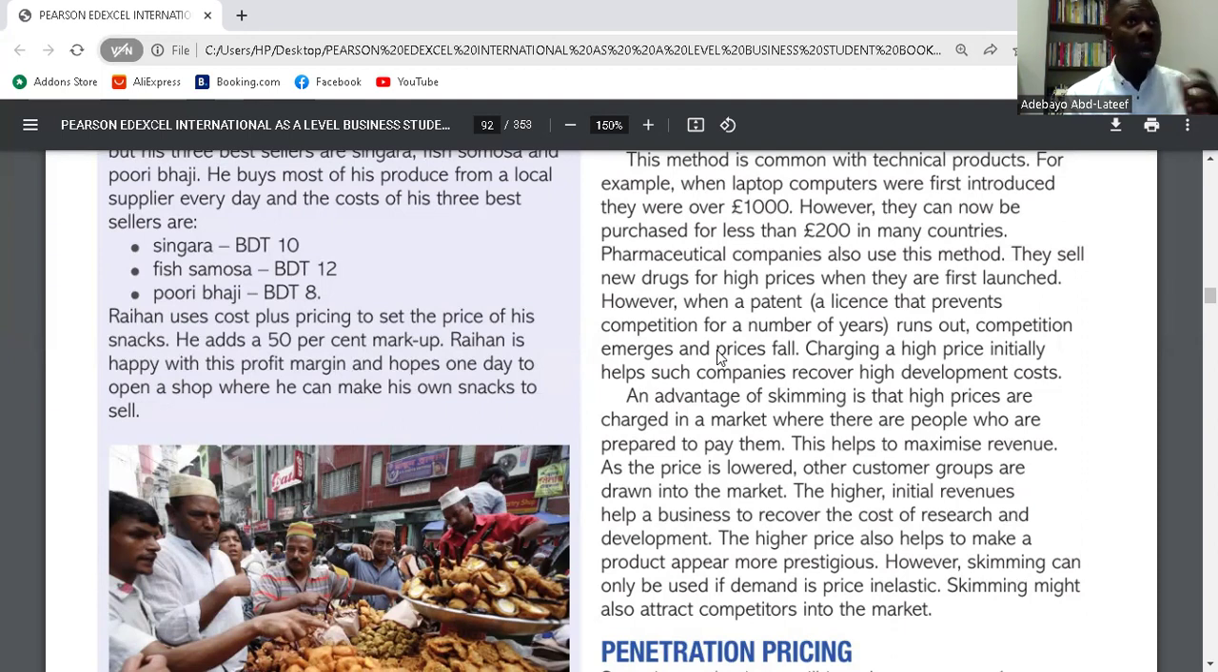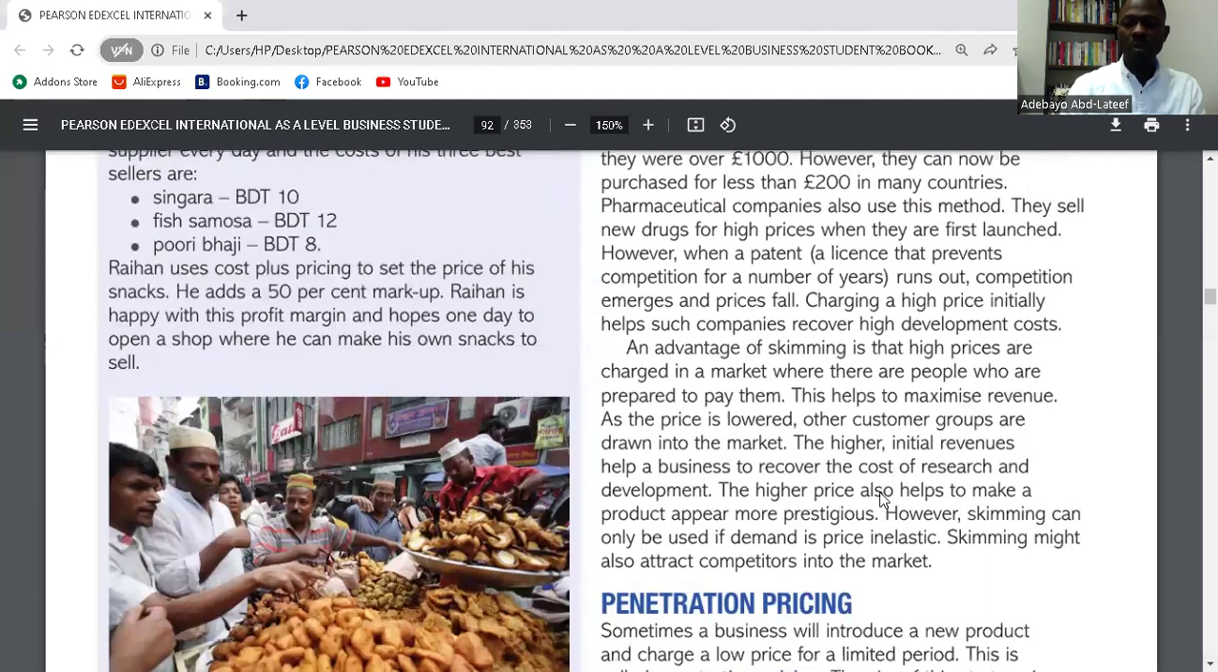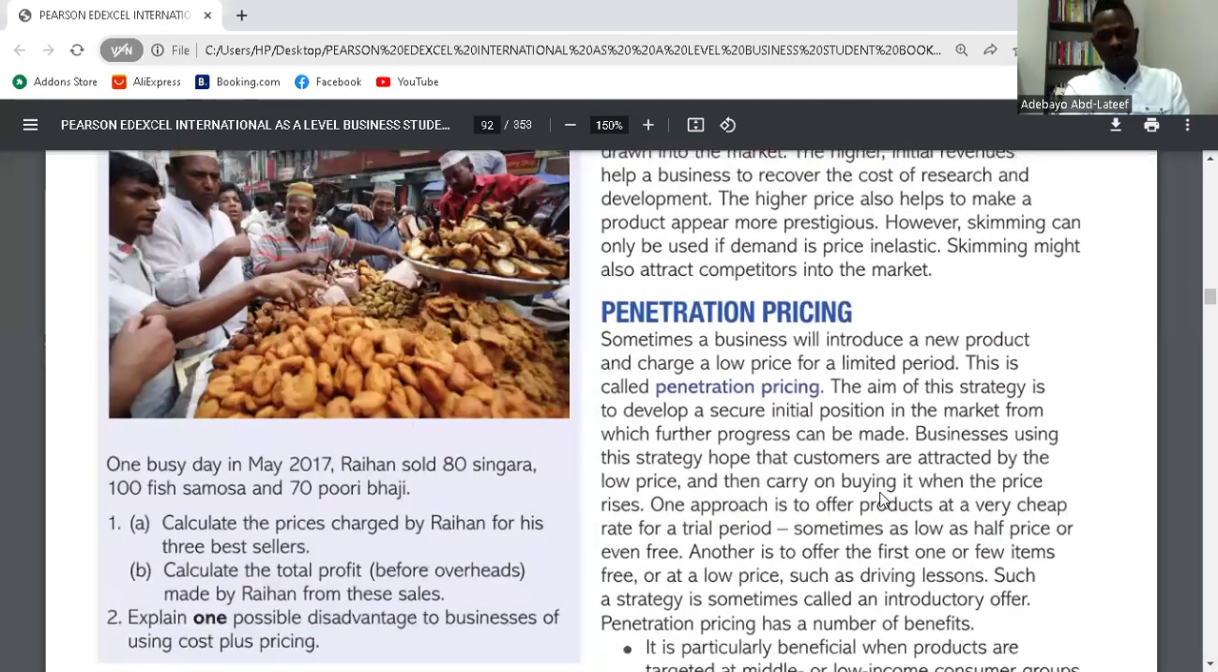Elastic. As soon as more competitors come in, the demand for the product becomes price elastic, then you won't be able to charge higher prices anymore. I think price skimming is clear. So go to penetration pricing.